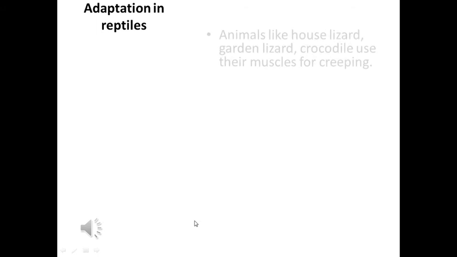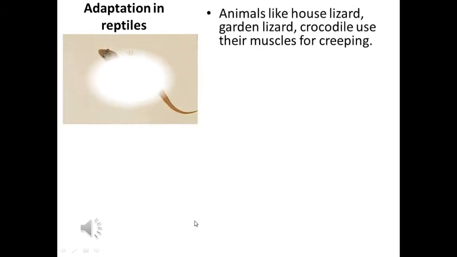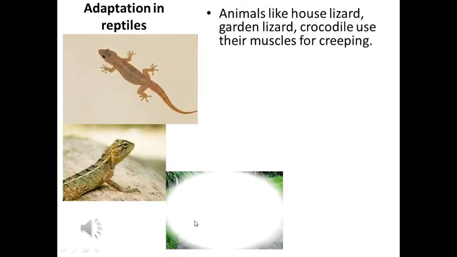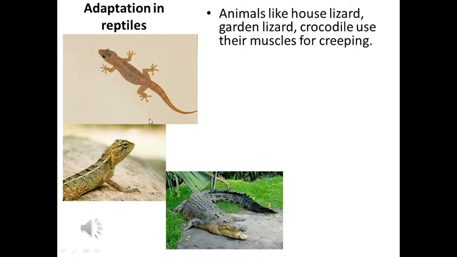Coming to the adaptation in reptiles. Animals like house lizard, garden lizard, and crocodile use their muscles for creeping. So they cannot walk directly on their legs. They use the lower portion of their body to creep on the surface and move forward. In this, their muscles help them.